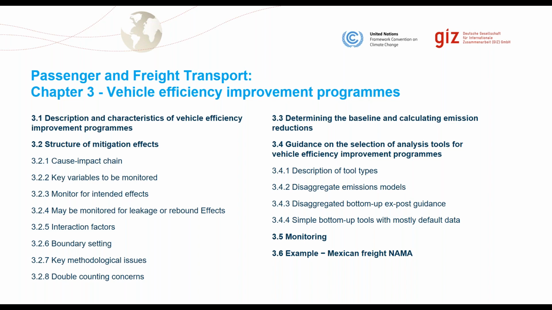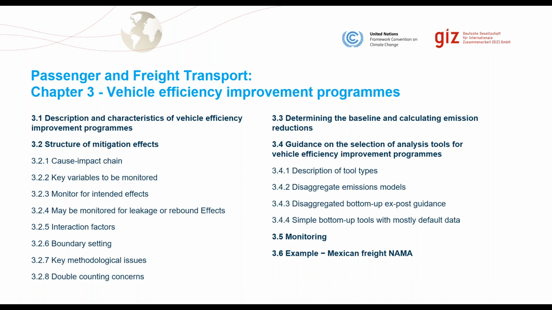But the cause impact chain, just let me say that we used this idea that was already developed in the Greenhouse Gas Protocol as a useful tool when you start thinking about a mitigation action, on what the effects of the action are and what the main indicators are to monitor those effects. So we also use this in the transport volume. And then, of course, determining the baseline and calculating emission reductions is always the third section in each chapter.